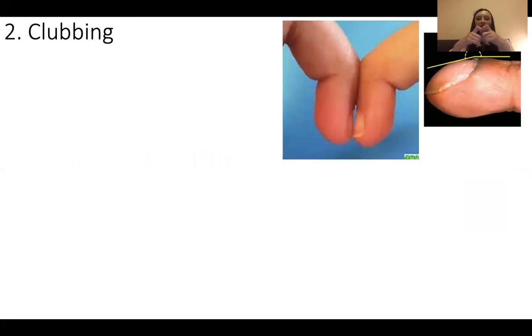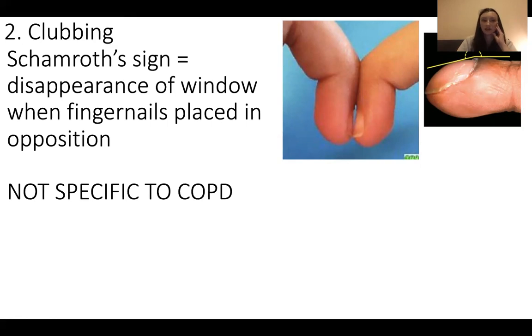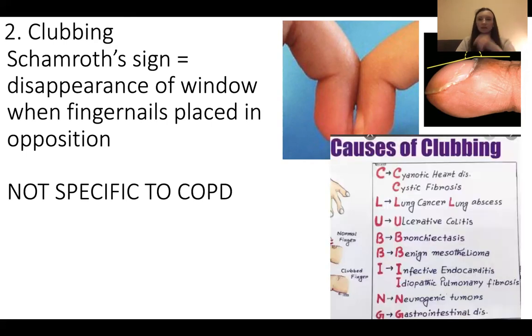Clubbing. So we've all done this in EPC, but you take your two nails together. If you can see a little triangle, then you don't have clubbing. If you can't do that, then you do. And that is Schamroth's sign. We have this disappearance of a window. It is not specific to COPD, because apparently that gets asked. And here's all these other causes.